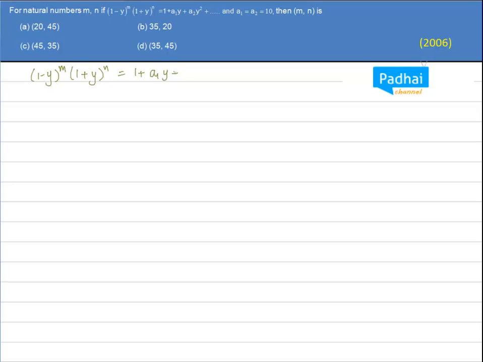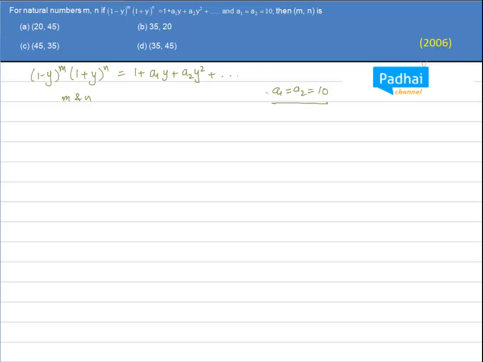1 + a1y + a2y² and it goes on. And also it is given to you that a1 is equal to a2 is equal to 10. So now you need to find the values of m, n. Obviously, since the values of a1 and a2 are given to you, you will have to use these values. And how many variables are there? There are two variables, m and n. So you require two equations to get them solved.